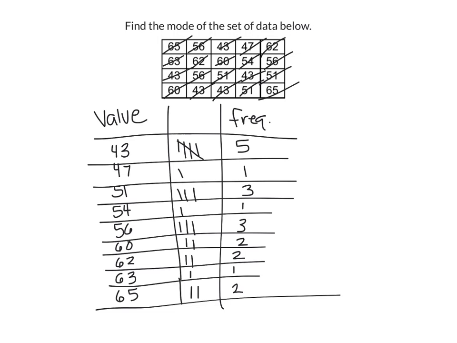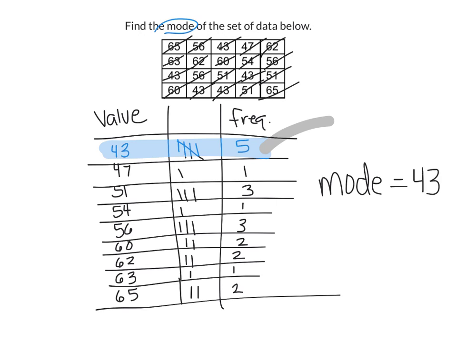Since I want to find the mode, I want to find the value that corresponds with the highest frequency, and that value is 43, because 43 has the largest frequency, which is 5. So the mode is 43, since 43 corresponded with the highest frequency.